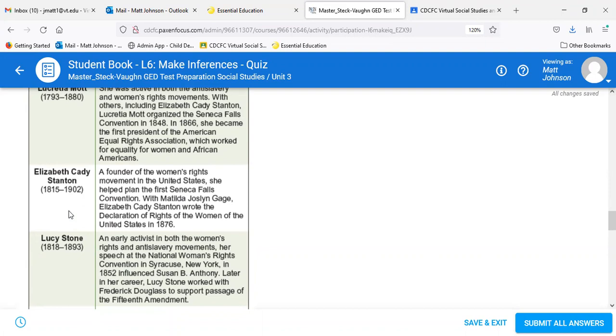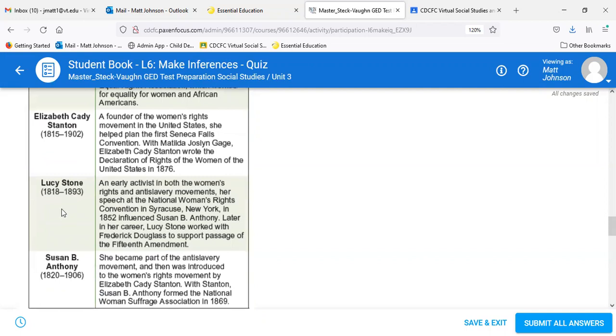And then Elizabeth Cady Stanton, 1815 to 1902. She was a founder of the women's rights movement in the United States. She helped plan the first Seneca Falls Convention, which we see with Lucretia Mott, and with Matilda Joslyn Gage. Elizabeth Cady Stanton wrote the Declaration of Rights of the Women of the United States in 1876. Lucy Stone, 1818 to 1893, was an early activist in both the women's rights and anti-slavery movements. Her speech at the National Women's Rights Convention in Syracuse, New York in 1852 influenced Susan B. Anthony later in her career.